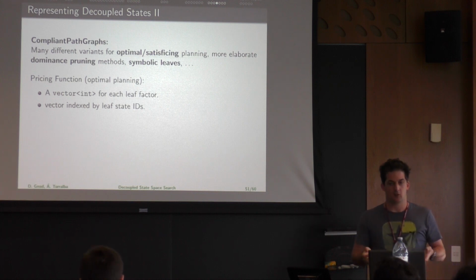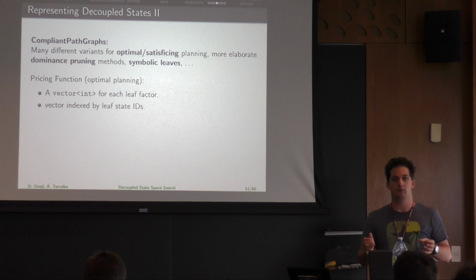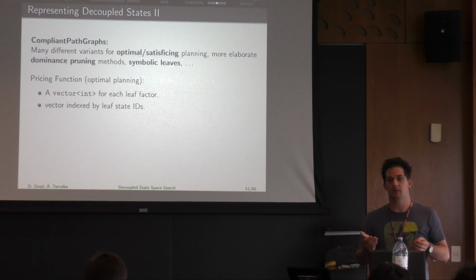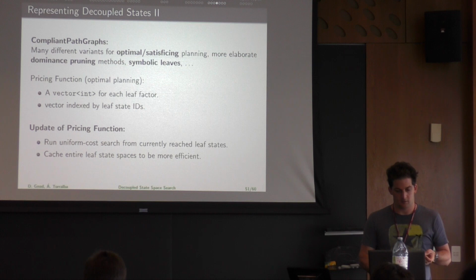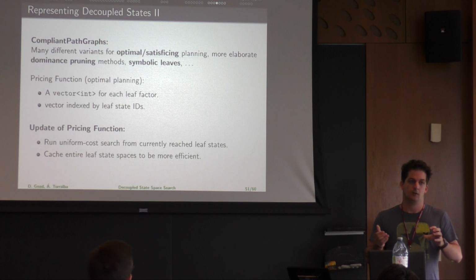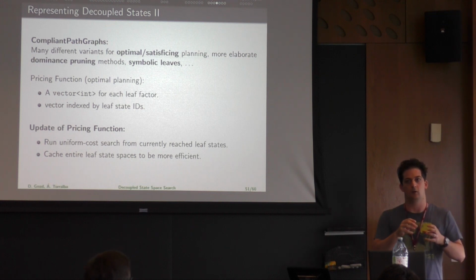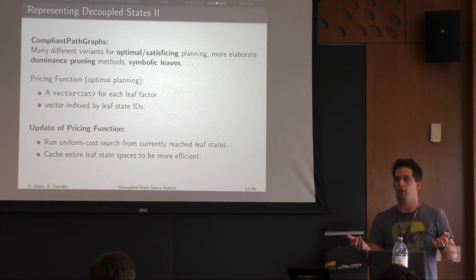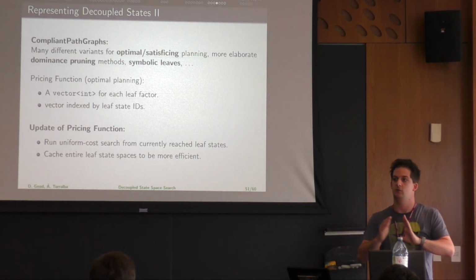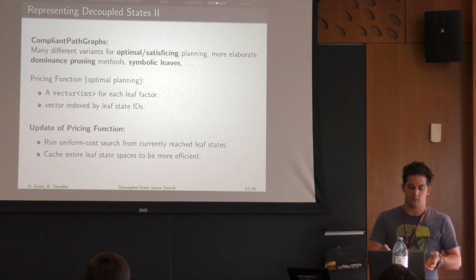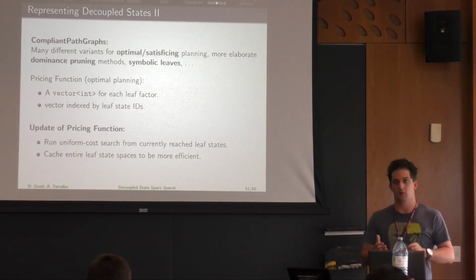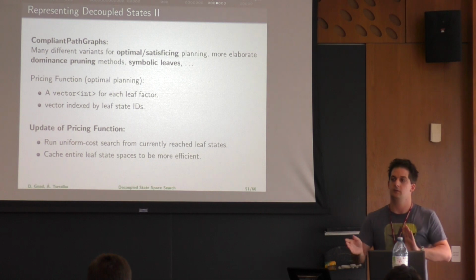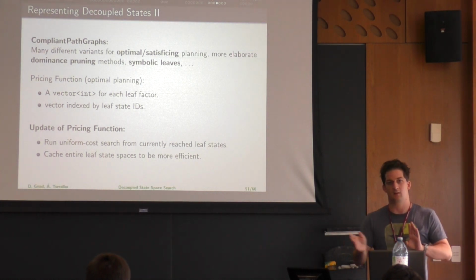As I said, the pricing function in optimal planning is basically a vector of ints for each leaf vector, which is indexed by the leaf state ID. Nothing special about this. Updating the pricing function is then running a uniform cost search from the set of all reached leaf states that we have in the current decoupled state. We run until a fixed point is reached, so until no more prices decrease, and we have our new pricing function. This is done after every application of a center action. As I said, we cache the entire leaf state space just for efficiency, because we need to apply these actions so often. Otherwise, this would take ages.